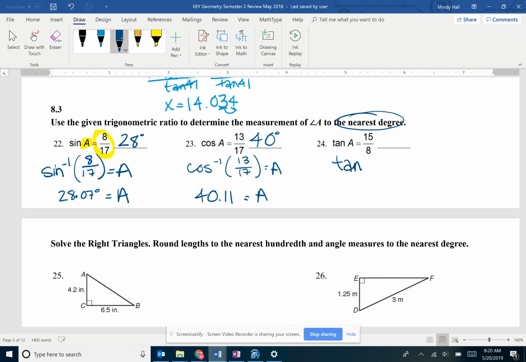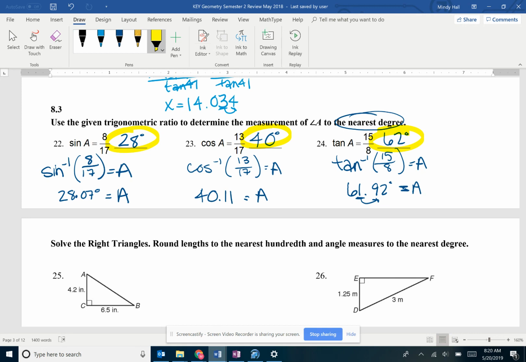And then last but not least, it is inverse tangent of 15 over 8 equals a. Inverse tangent of 15 divided by 8 is 61.92. So then going to the nearest degree, we look at that 9 and we know we need to go up, so it's 62 degrees. So to make life simpler to see the answers, it's this, this, and this. All right.